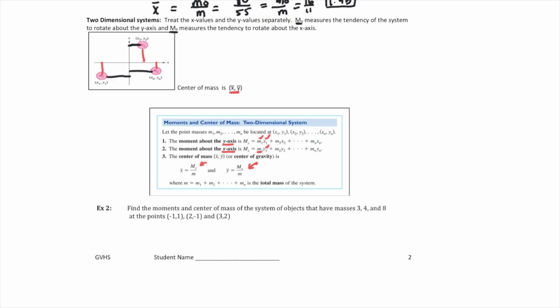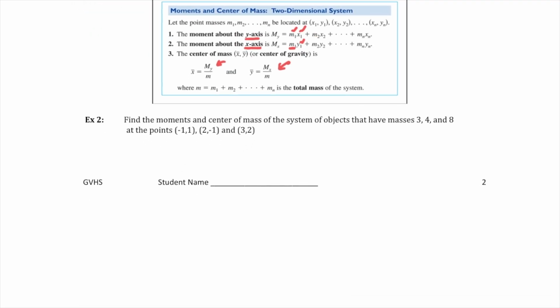So for example 2, we're to find the moments and center of mass for the system of objects that have the given masses found at those given points. Let's start this problem by first finding our total mass m. The total mass for this problem is going to be 3 plus 4 plus 8, or 15.